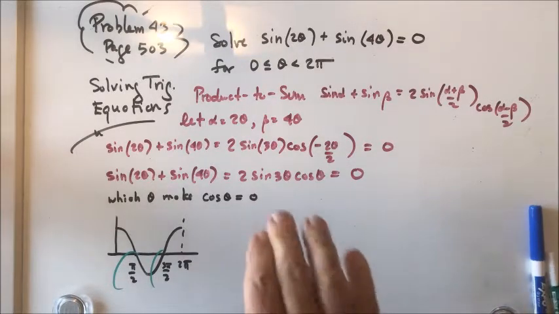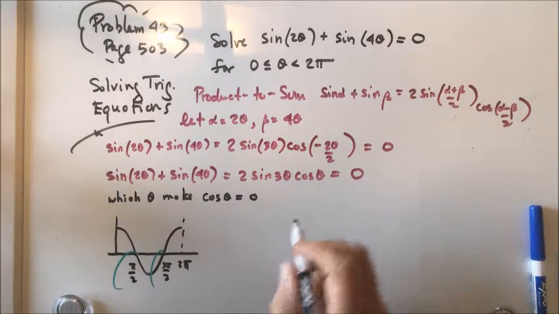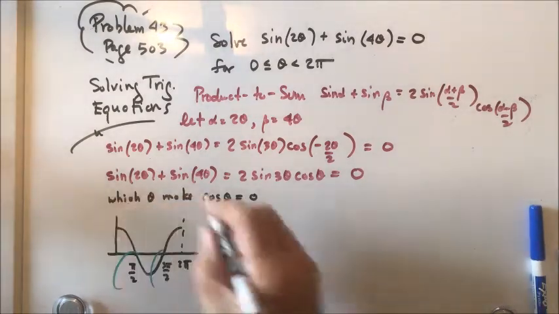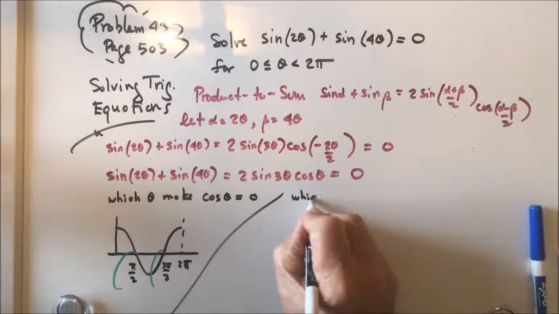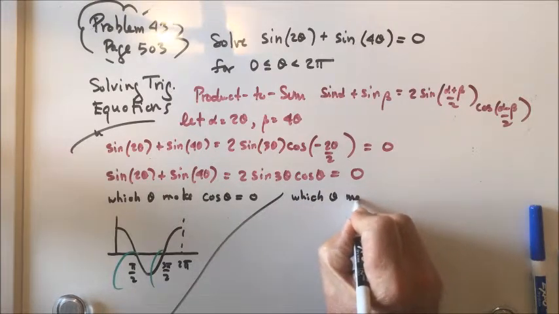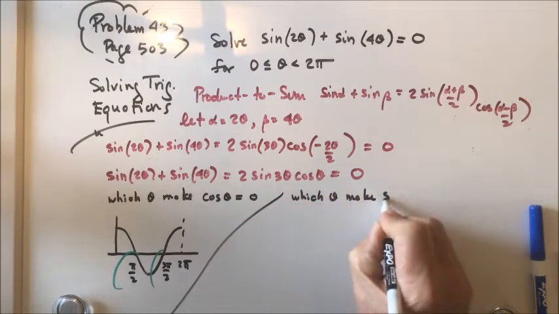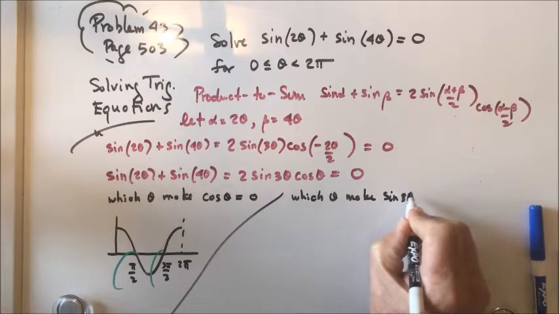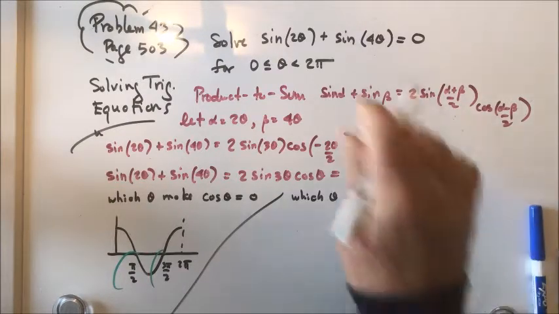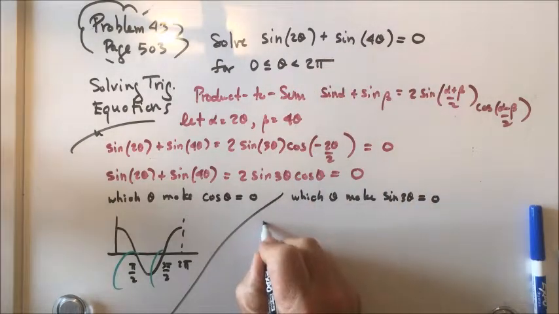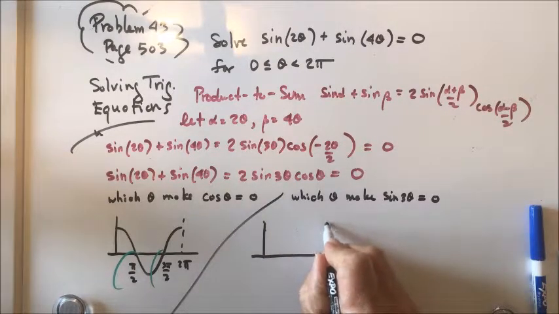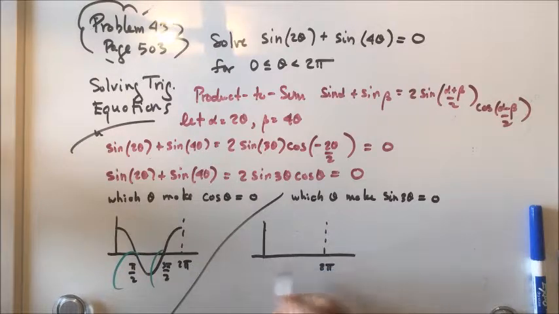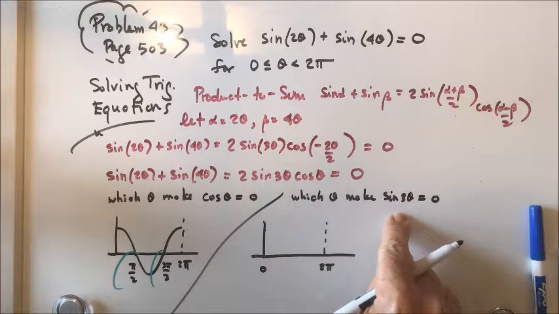Great. So now let me go ahead and solve now. So we've taken care of that. Put that over here. Now, which theta makes sine of 3 theta equal to 0 for theta between 0 and 2 pi? So let's see if we can do this. Okay, here's my 2 pi over here. Here's my 0. What's this going to do?